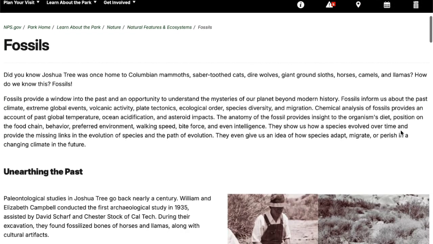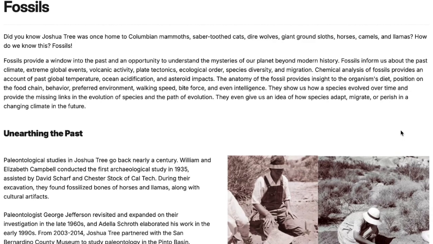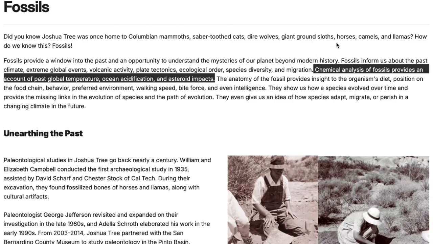One of the things to address right off the bat is the existence of fossils within the park. To place the fossils in their proper context, we need to note that, quote, chemical analysis of fossils provides an account of past global temperatures, ocean acidification, and asteroid impacts. Acidic oceans and an impact is a description of the changes that happened on Venus as the apocalypse set in, and the fossils are the remnants of life that used to exist on the surface of the planet Venus prior to its final destruction. The animals fell from the surface of Venus with the rubble to the surface of the Earth, and they ended up mixed with the surface matter.